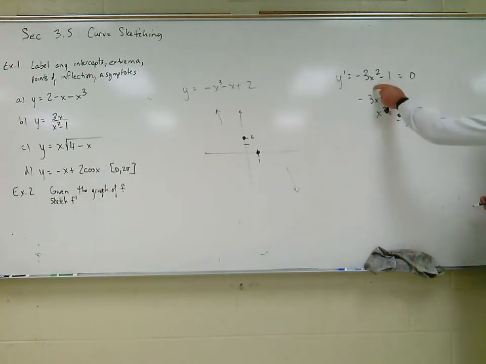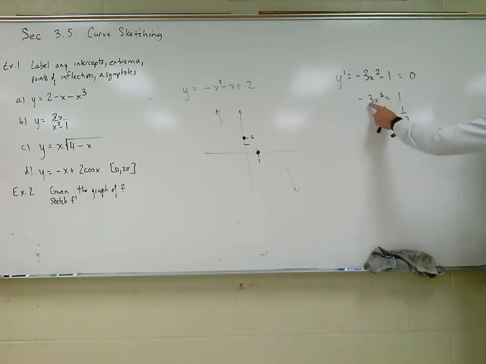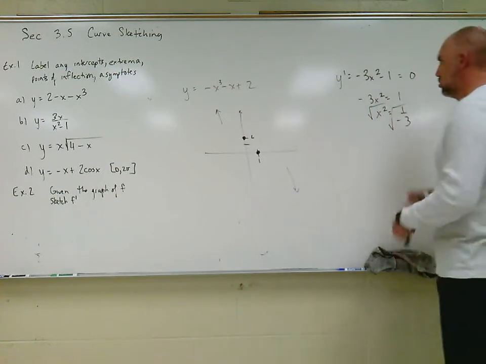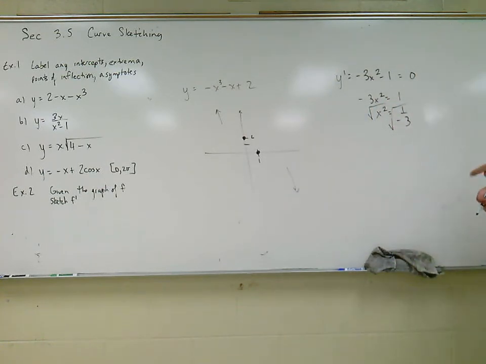That looked right, set it equal to 0. Move the 1 over. Divide by negative 3, yeah. If I go square root, I get imaginary. So no critical numbers. But what would be nice is to find the concavity, so I can kind of put this picture together.